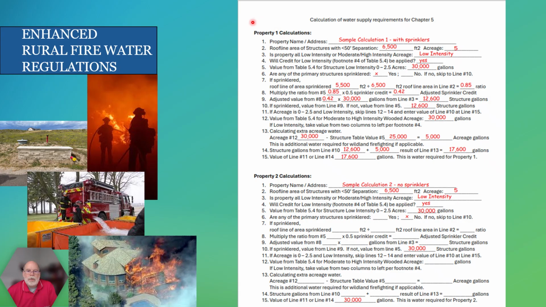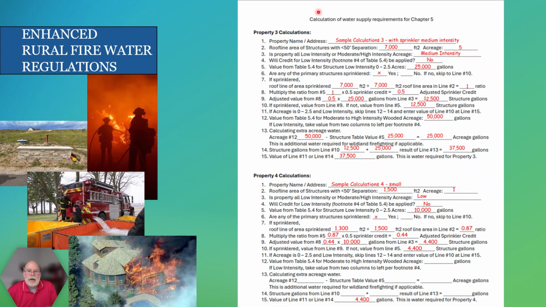So you notice on this one, we have the property 1 calculation, and then we have the property 2 calculation. Now, if you only have one property that you're assessing, you only need to fill out the top part of this form and answer the questions appropriately, which address whether it's sprinklered or not sprinklered, and what the mitigation levels are. If it is sprinklered, what's the ratio of how much of the property is sprinklered versus how much is not sprinklered. These are some of the different factors that will be addressed here to come out with what your final quantity is in gallons for that particular property.